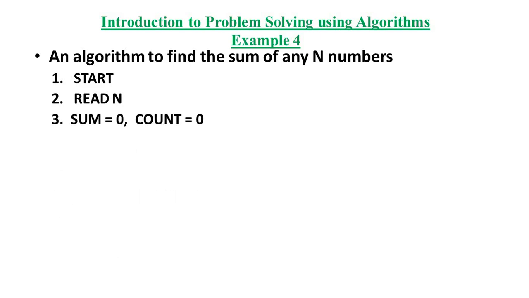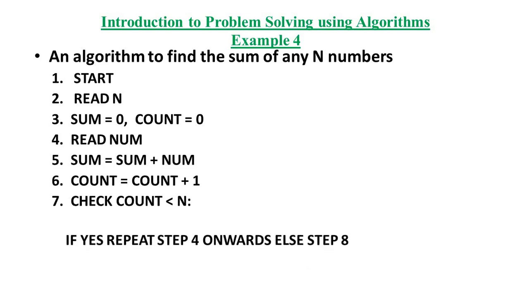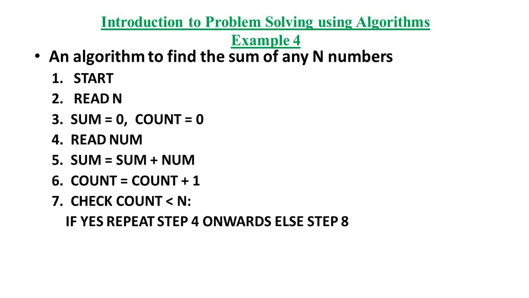We have declared two variables, sum and count, both initialized with 0. Read the number. Sum is equal to sum plus number. Increment the counter by 1. Check for counter. If count is less than n, then if it is true, then repeat step number 4 onwards. 4, 5, 6, again we'll execute. Again we'll go for condition. If again it is true, again step number 4, 5, 6, 7 will execute. If it is false, then we'll go to step number 8, print and stop.